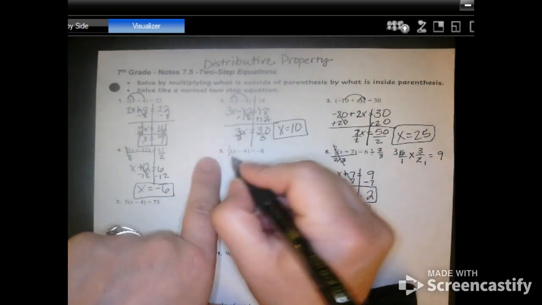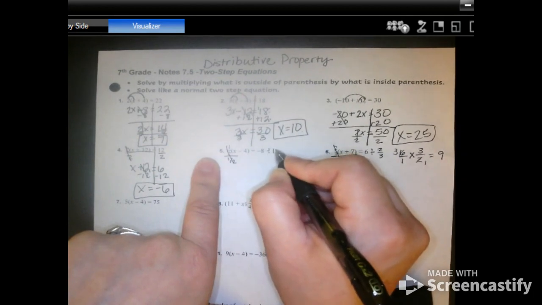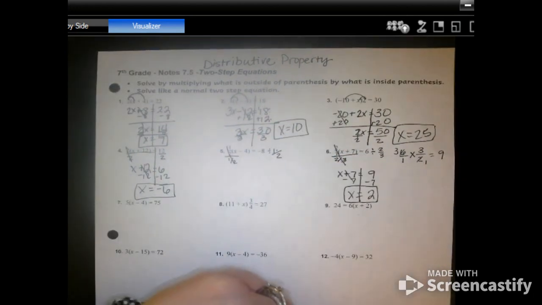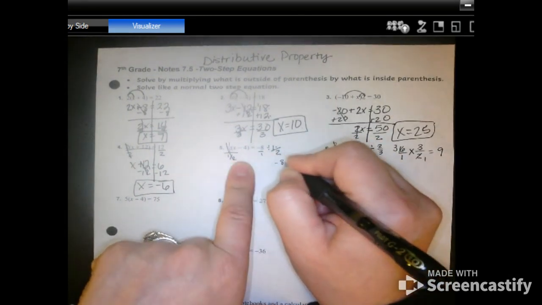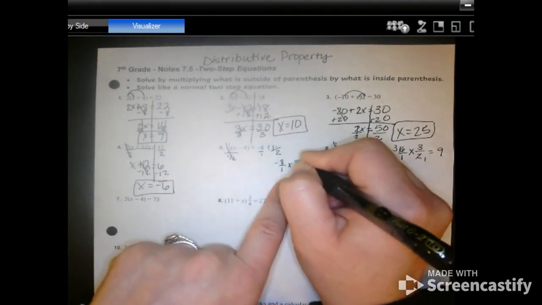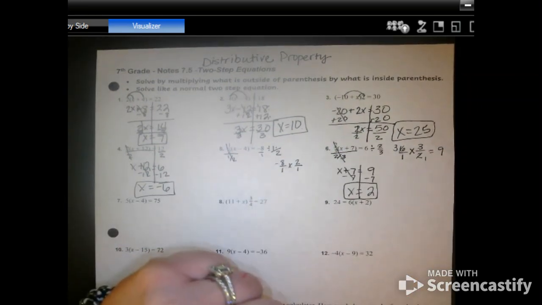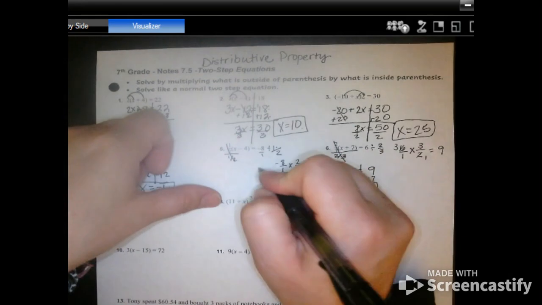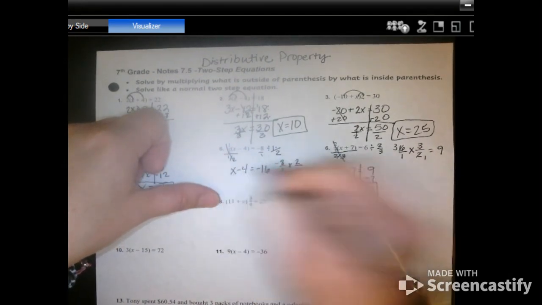Okay, so same thing here. I'm going to divide by 1/2. Guys, when I divide by 1/2, it's the same thing as what? Multiply by 2. Okay, so I'm just going to put 8 over 1. So I have negative 8 over 1 times 2 over 1. Well, what is 8 times 2? 16. Negative 16. So x minus 4.